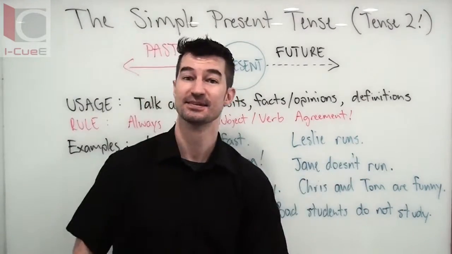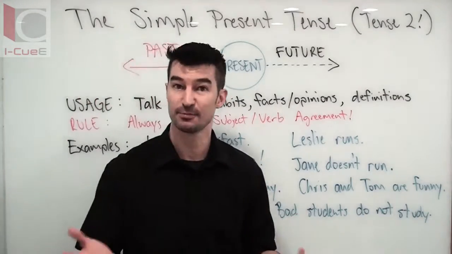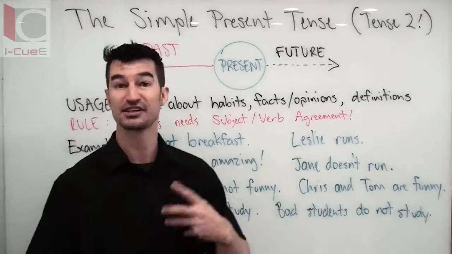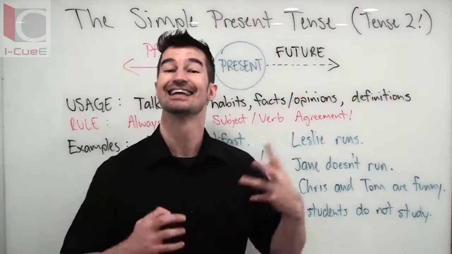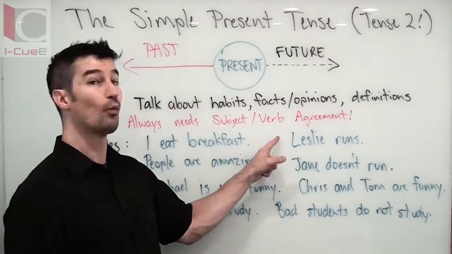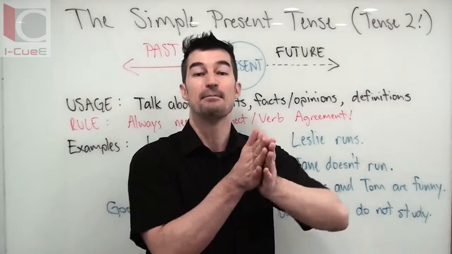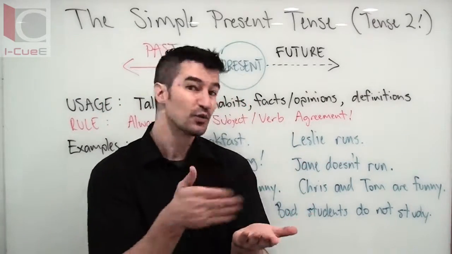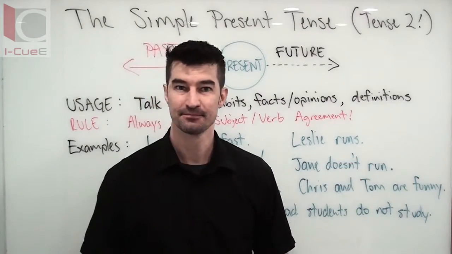Leslie runs. Now, this would be a good example of the subject-verb agreement rule. We have Leslie, which is a person, and this is Leslie's habit. Leslie runs. Okay, so you'll notice when we have one person, the verb is not just the bare infinitive. It's not the word we look up in the dictionary. We have to add an S.